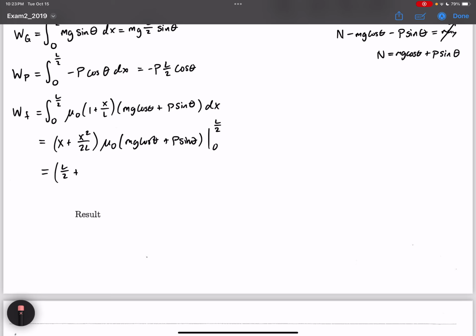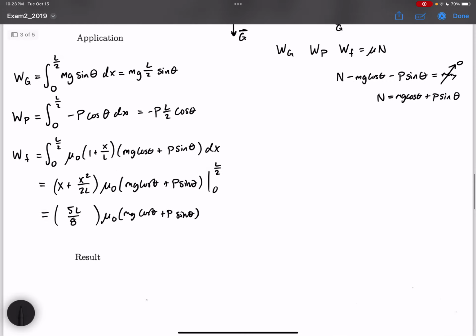I'm going really fast, but this is physics, not calculus. Sorry. So we have L/8, I believe. Yes, that makes sense. Times μ0 mg cos θ. So we can just change this to 4L/8, so 5L/8 is going to be our value here, plus P sin θ.